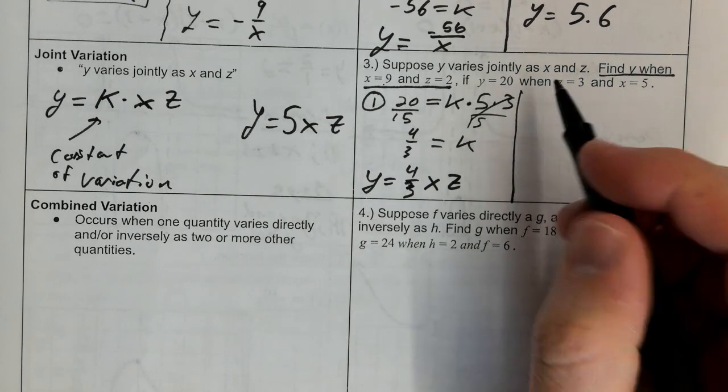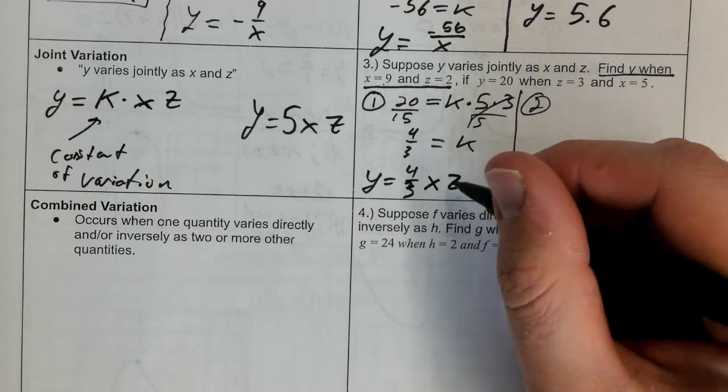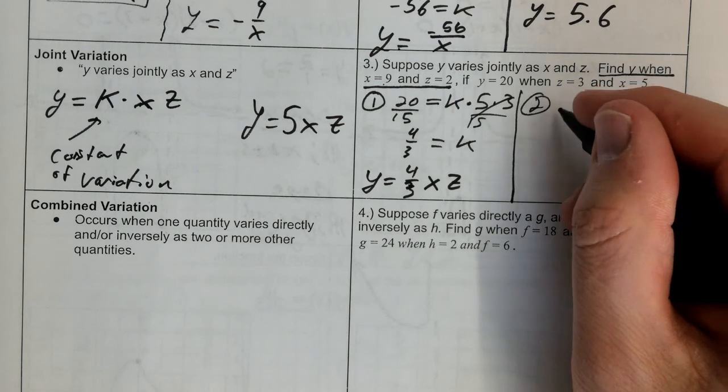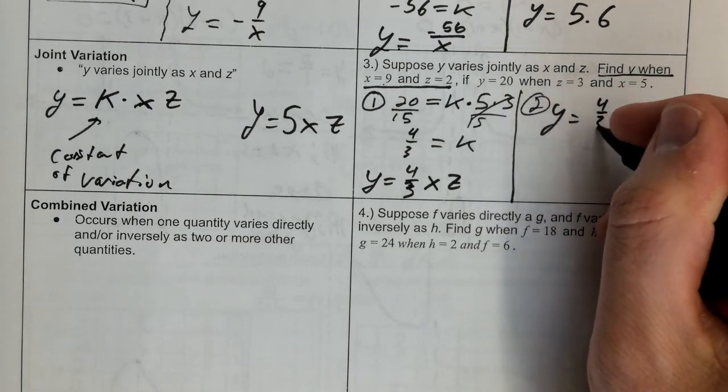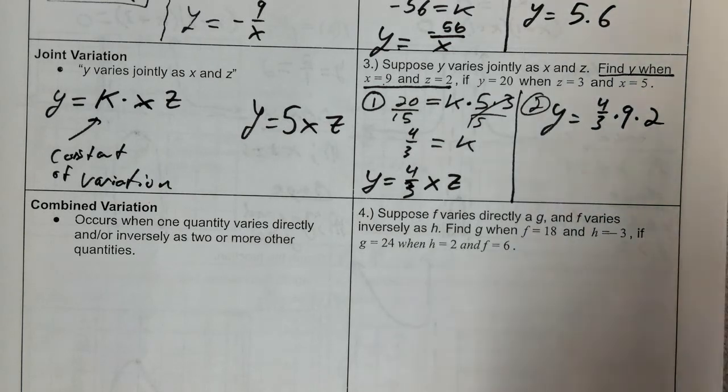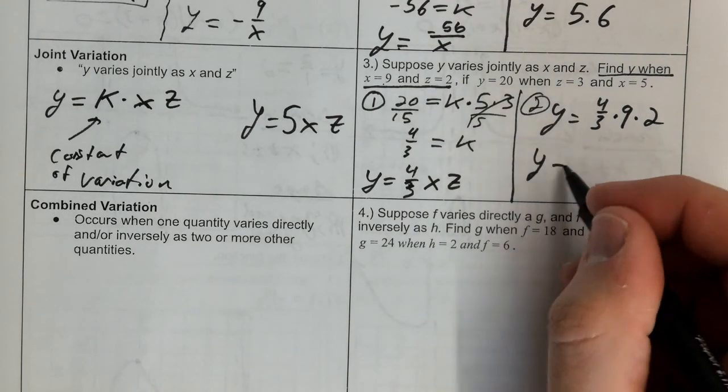From there, I can actually answer the question. So step 2 would be to plug in x and z to answer the question. Find y when x is 9, z is 2. So y equals 4/3 times 9 times 2, and when you solve that, you get y is 24.